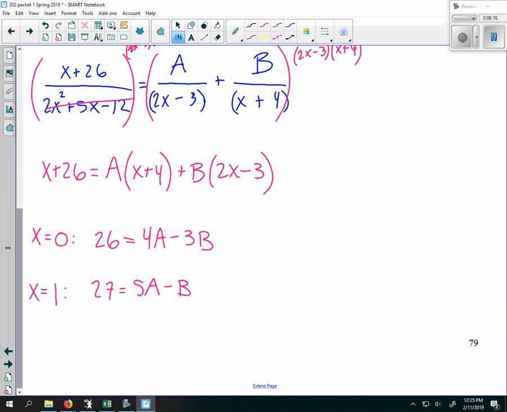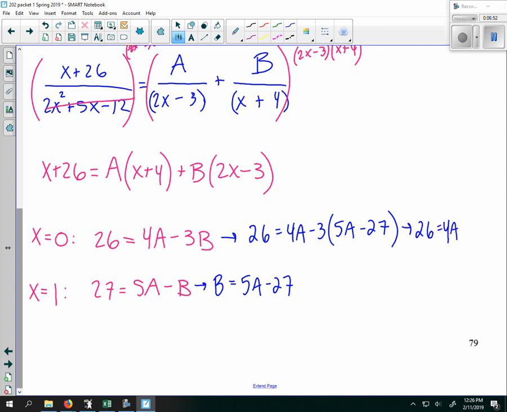So I have two equations with two unknowns. I should be able to solve this using some technique I've learned in the past. I'm going to do substitution here because this equation tells me that b is equal to 5a minus 27. And then I can go up to this equation and substitute the b with 5a minus 27. So I have 26 equals 4a minus 3 times 5a minus 27. And that becomes 26 equals 4a minus 15a plus 27 times 3.